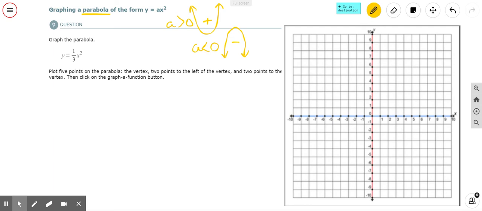So it says plot how many? 5 points on the parabola. The vertex, it wants the vertex, 2 points to the left and 2 points to the right.